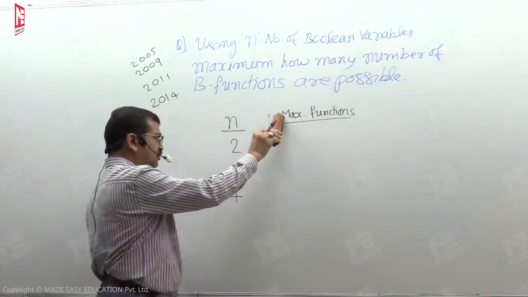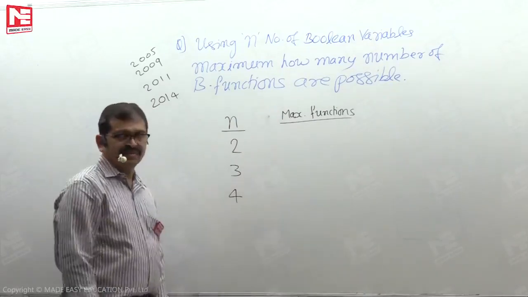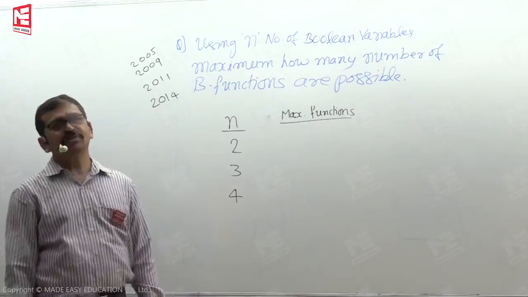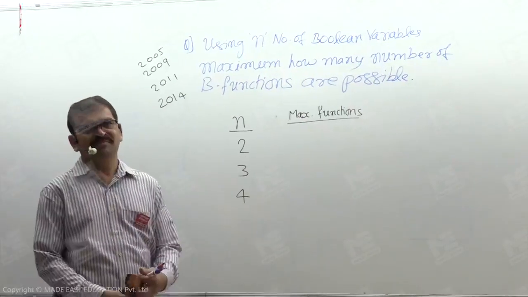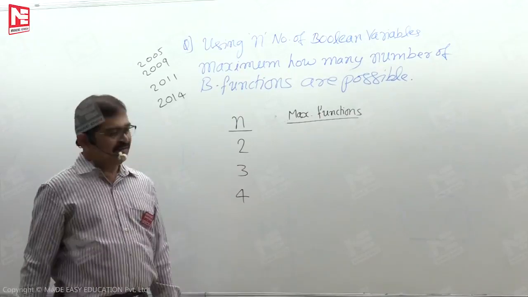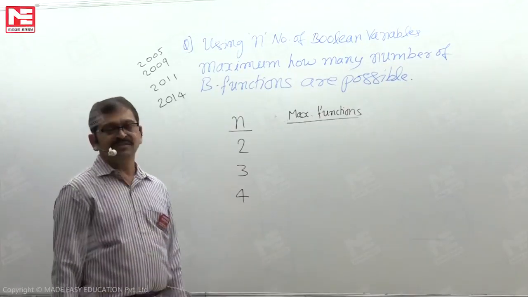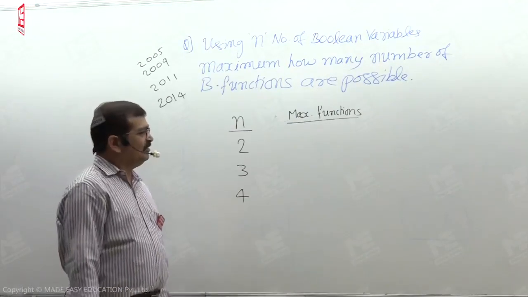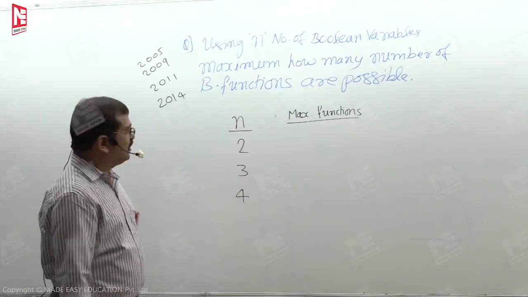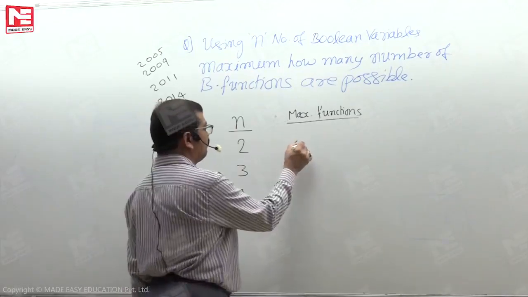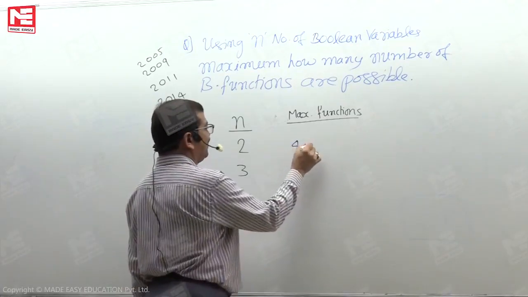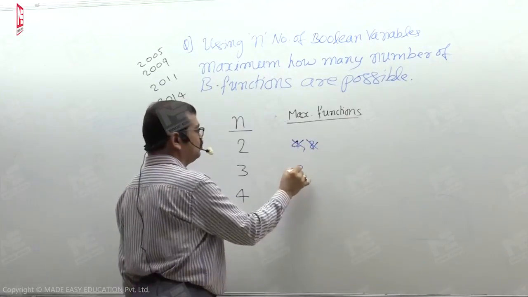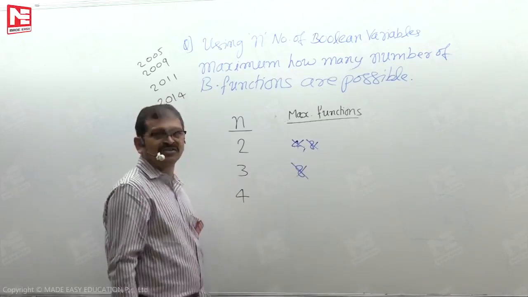So if we have a question like this, just think, by using two Boolean variables, maximum how many number of functions are possible. Say by using three Boolean variables, maximum how many number of functions are possible. So don't say by using two Boolean variables 4 or 8 or something, they are not the right answers. Or by using three variables, don't say 8, they are not the right answers.